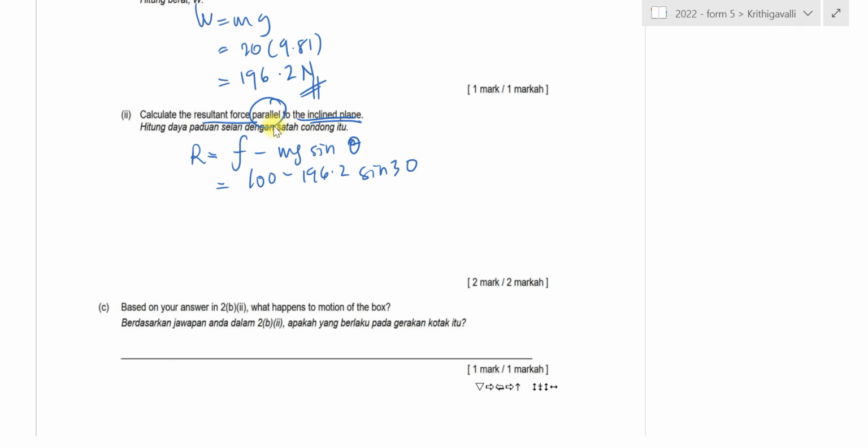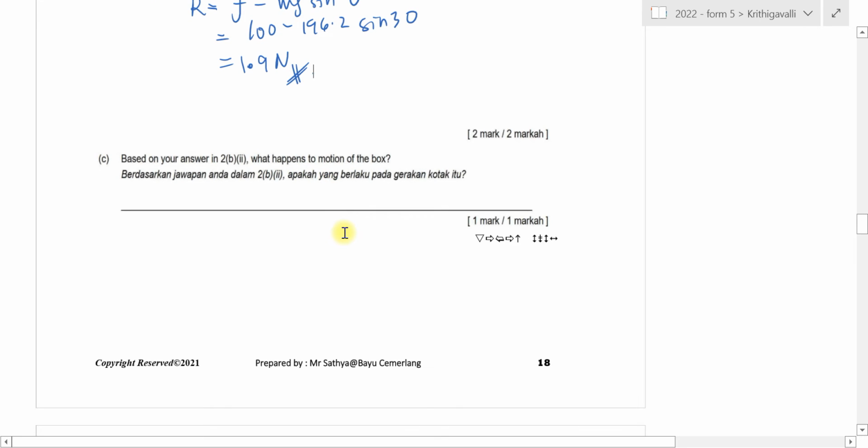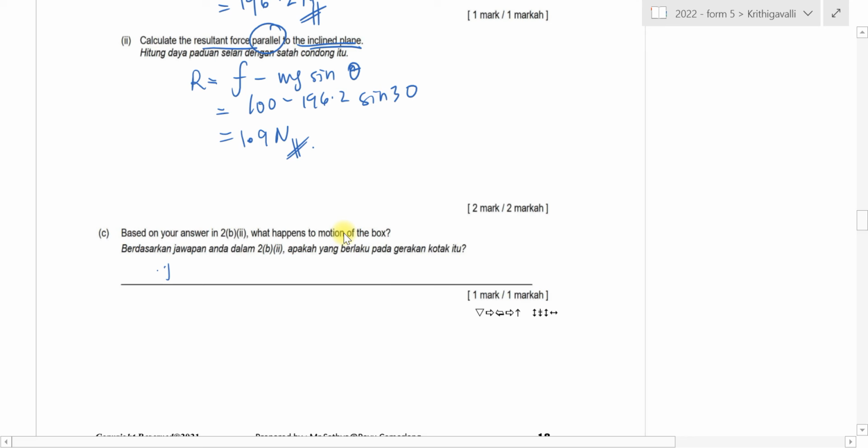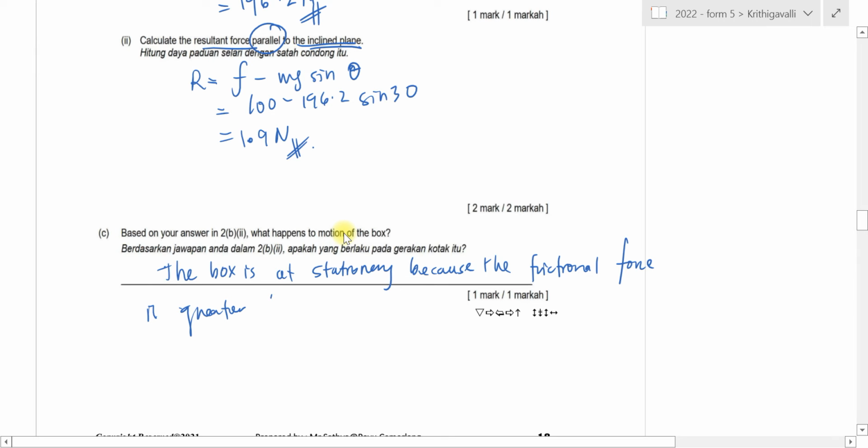196.2 sine 30. Okay, I'm getting 1.9 Newton. So the resultant force is 1.9 Newton. Right, what happened to the motion of the box? You should tell the box is stationary because the frictional force is greater than the resultant force parallel to the inclined plane.